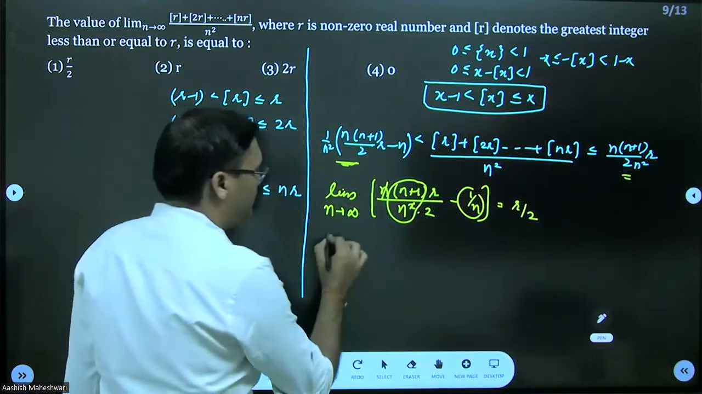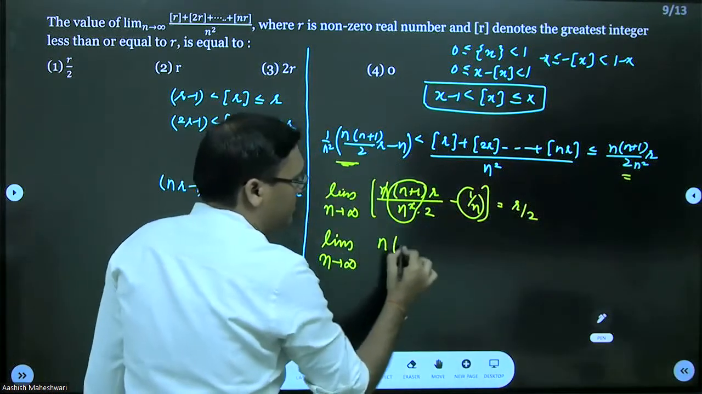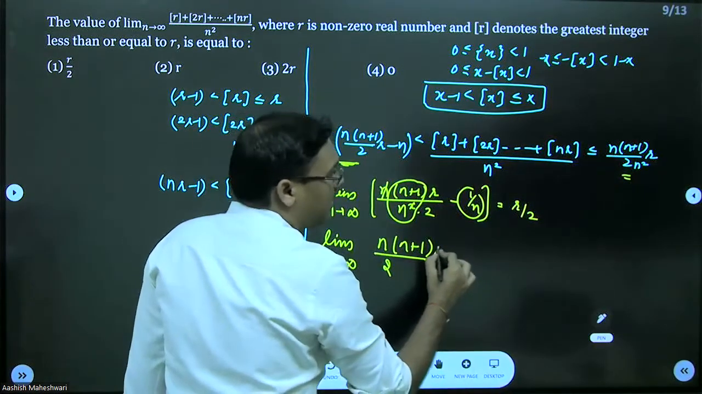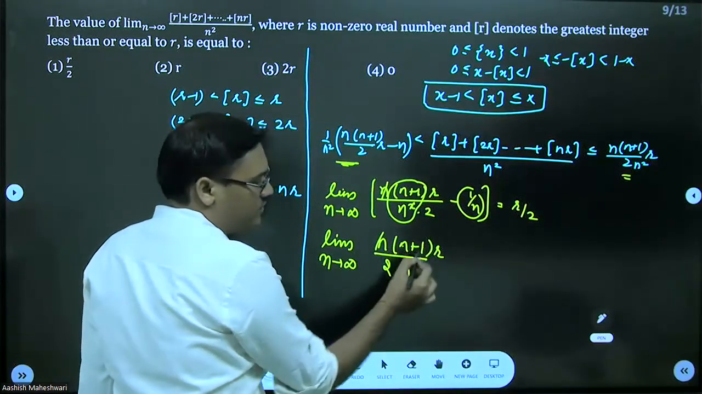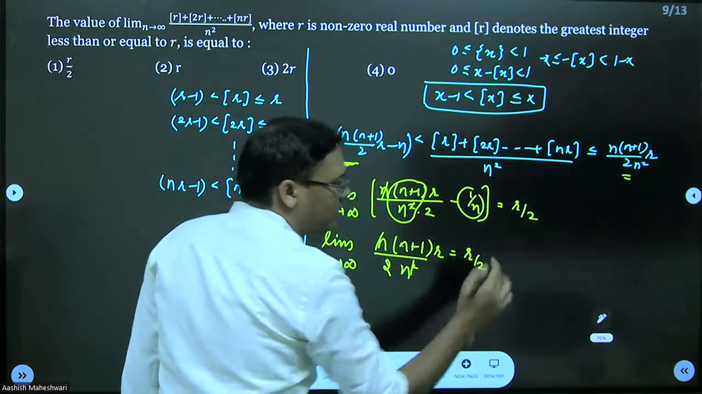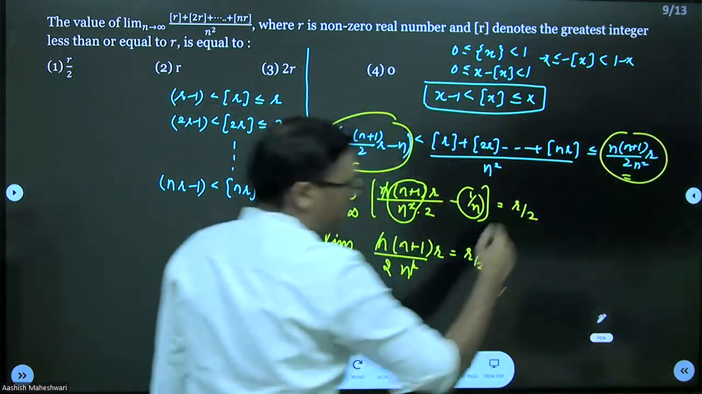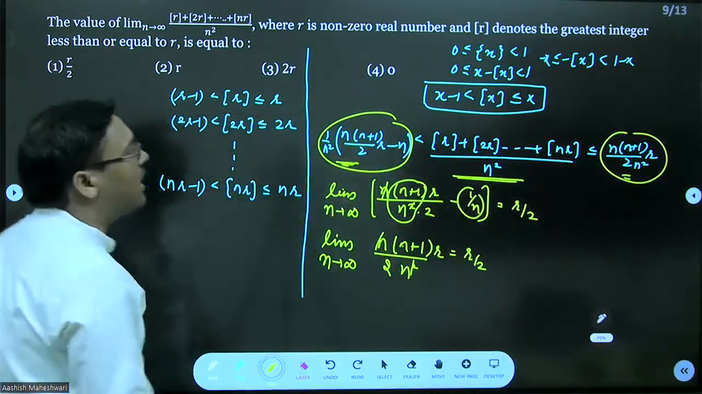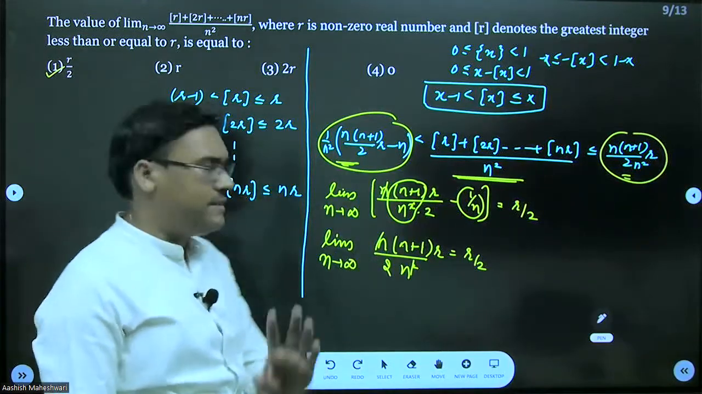And the same you can see here, limit n tends to infinity. This limit, that is n plus 1 by 2, with the r and this n square, will cancel, and you can see this is 1 plus 1 by n. Dividing by n, 1 plus 1 by n is equal to 1. So this is also equal to r by 2. Now you can see that as n tends to infinity, this limit and this limit both are equal to r by 2. So by sandwich theorem, the limit for this is also equal to r by 2. That is, option 1 is correct. So this is how we can solve this question easily, right?